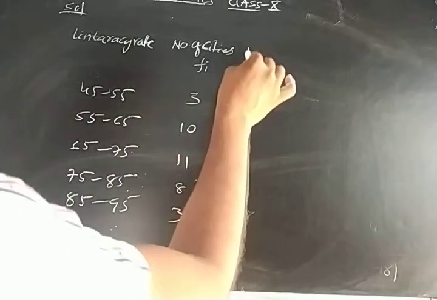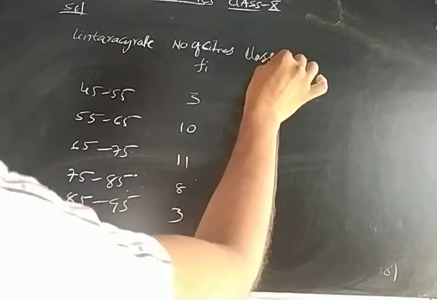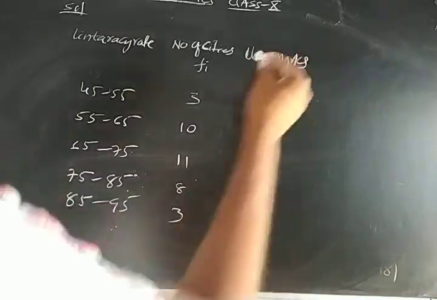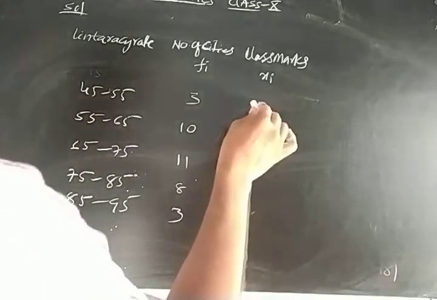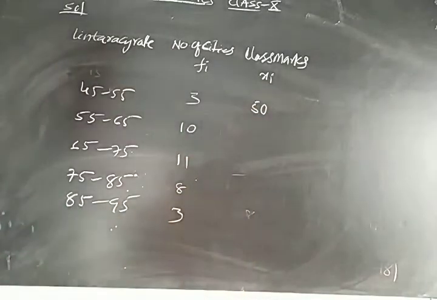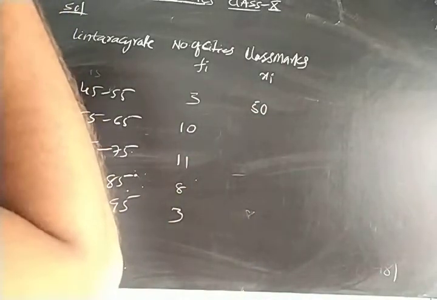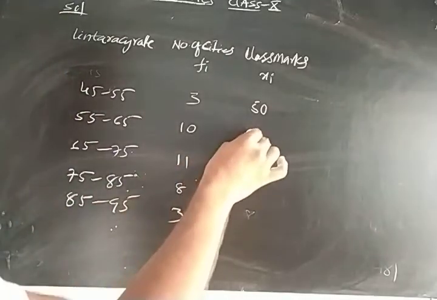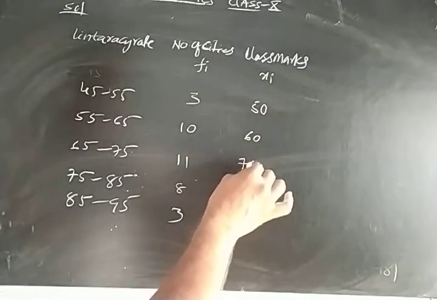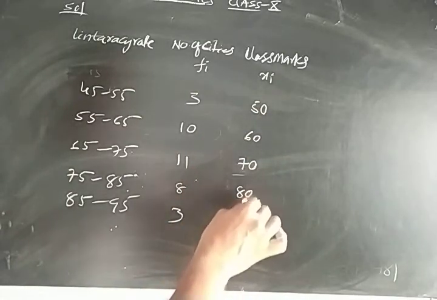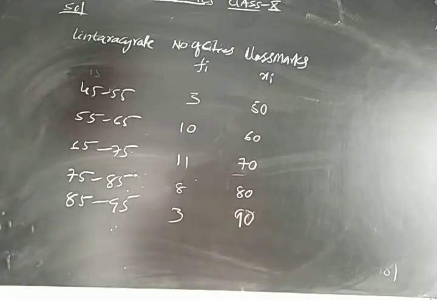Now we have to find class marks. Class marks are denoted by xi. For 45 plus 55, how much? 100. 100 by 2, 50. 55 plus 65, 120. 120 by 2, 60. So the difference is 10. Then the next one 70, next one 80, next one 90. This is xi.